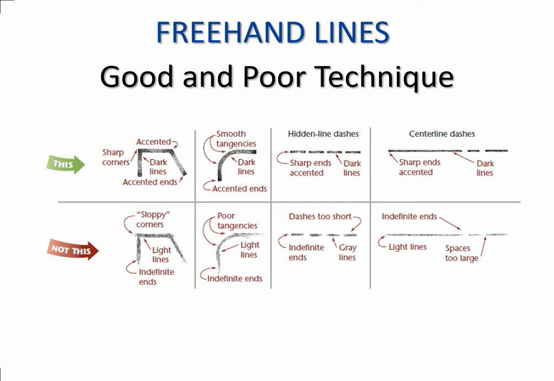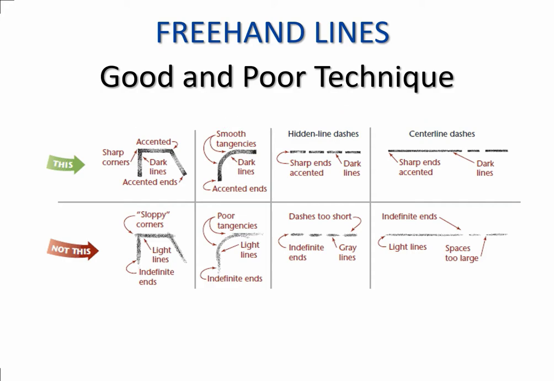When you draw lines, they should be with sharp edges. Should be dark lines with accented ends. If you have a curve, it should be smooth and tangent. When you have hidden lines, they should have sharp edges and be dark lines. When you have center lines, sharp edges, dark lines. But we should distinguish between the visible and the other lines. For visible, it is thick. This should be thin, this should be thin.